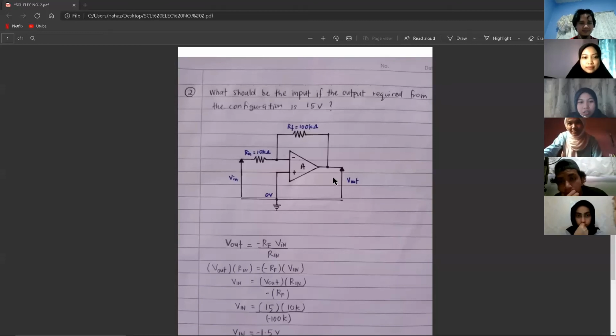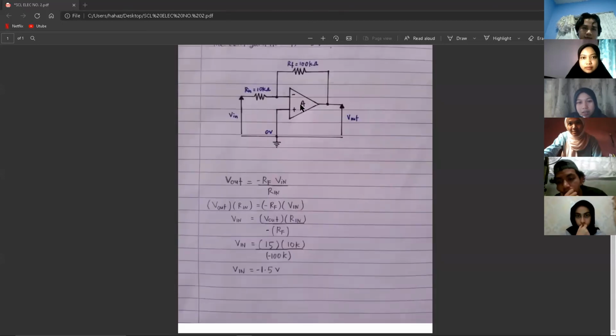So okay, untuk soalan nombor 2 ni, soalannya adalah what should be the input if the output required from the configuration is fixed. Kita guna inverting amplifier punya formula. So ni formula dia. Lepas tu kita masukkan dia punya RF, yang kita nak cari dia punya input kan. So tukar-tukar je, lepas tu masukkan dia punya nilai daripada circuit tu, dapatlah jawapan input dia. So tu je.